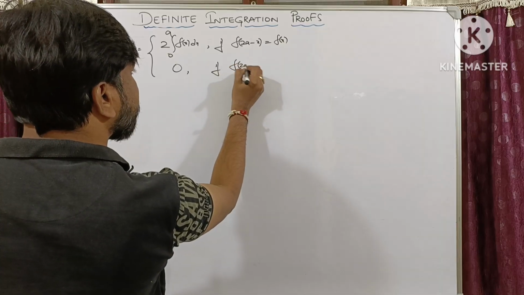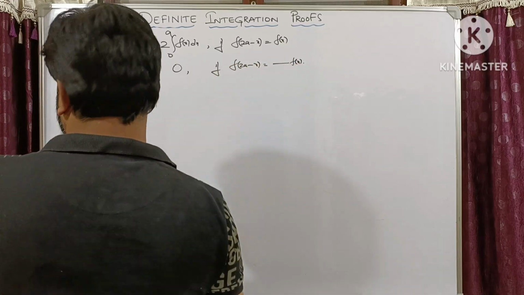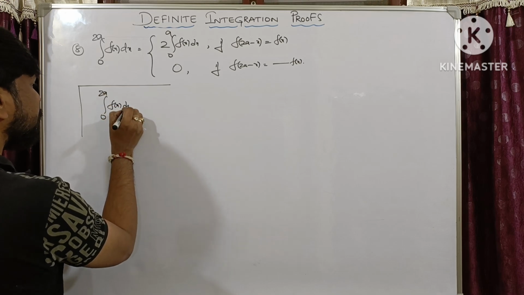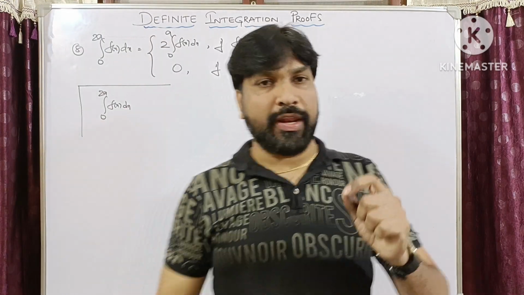0 if f of 2a minus x is equal to minus f of x. Now how are you going to start the sum? Integral 0 to 2a f of x dx. You have property number 6. Look carefully. We already derived that one.